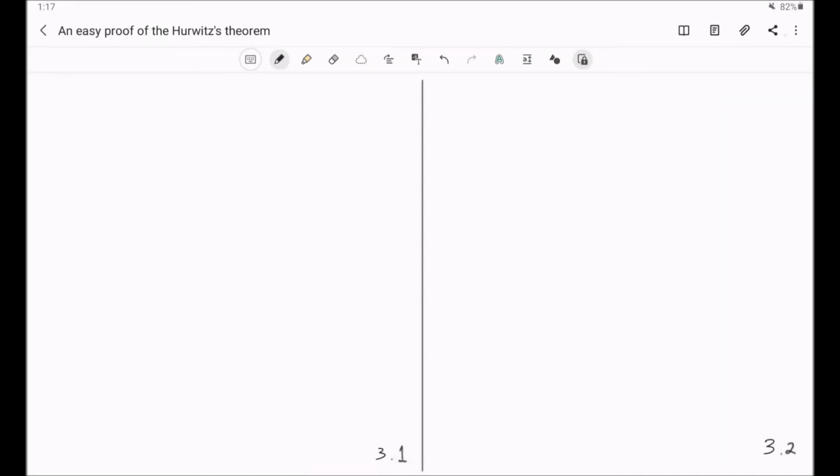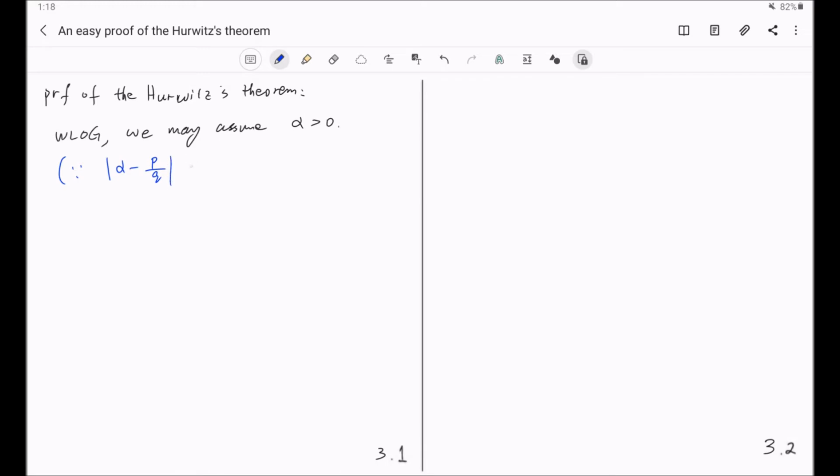Okay, now let's start proving the Hurwitz theorem. First observation is that without loss of generality, we may assume the irrational number alpha is greater than 0. This is because the inequality we want to establish is something like this.